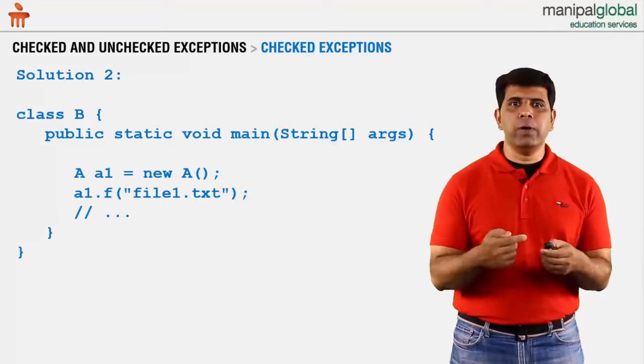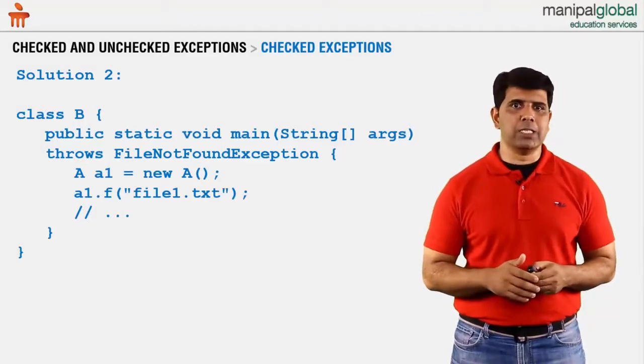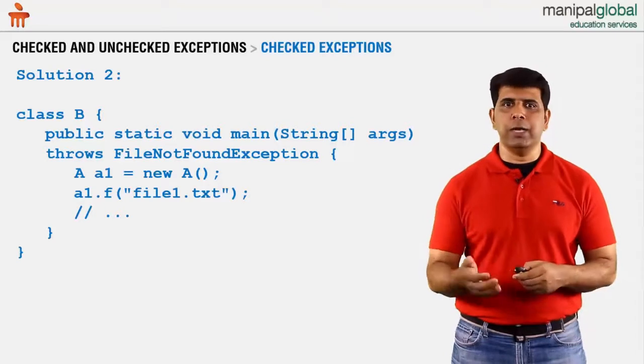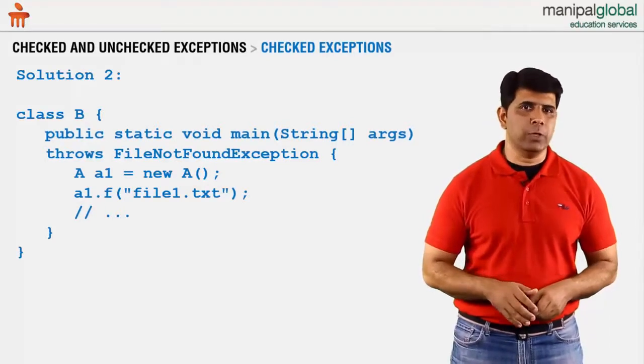This time the way we want to handle it is, we would like to say main function throws FileNotFoundException. Since main is going to be called from the Java runtime environment, that is going to handle that and stop the execution of the program.